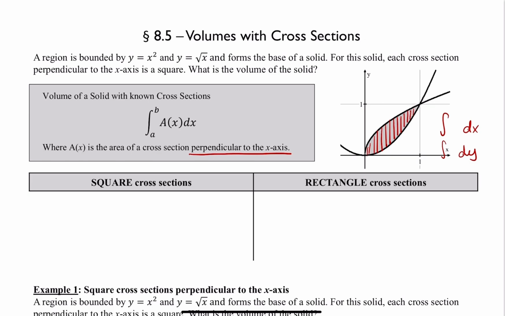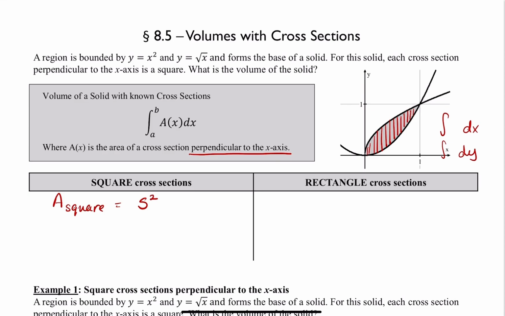So if we think about what the area of a square is, well, you should know that the area of a square is simply going to be whatever a side of the square is multiplied by itself. So it's s squared.